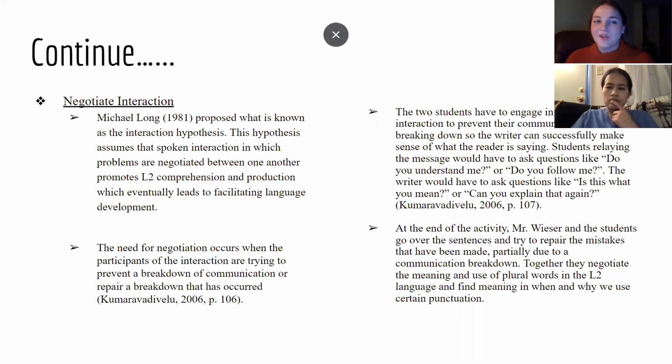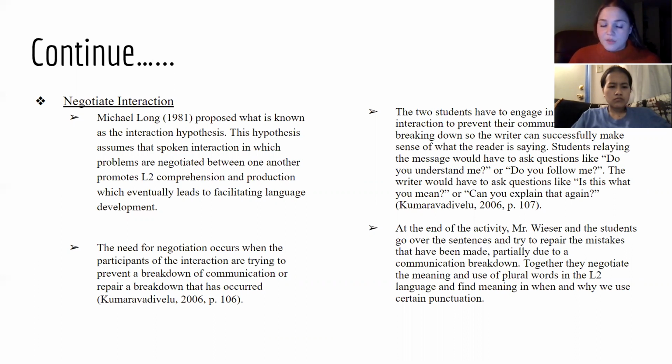The final aspect is negotiated interaction. We're operating here off of Michael Long's interaction hypothesis, which assumes that spoken interaction in which problems are being negotiated with one another promotes comprehension and production, which can facilitate language development. In this context, the term interaction is used to specify interaction in which negotiation of meaning is involved. The need for negotiation occurs when participants are either trying to prevent a breakdown of communication or trying to repair a breakdown of communication that has already occurred.